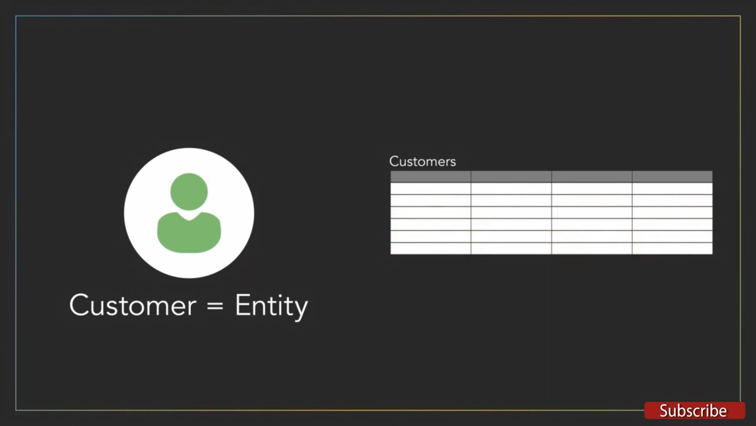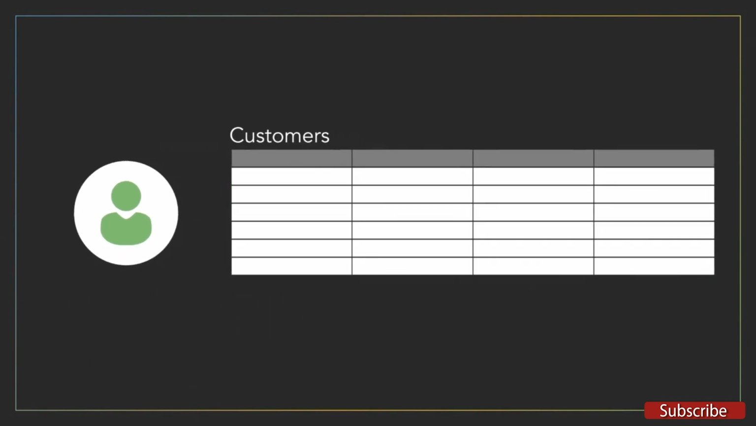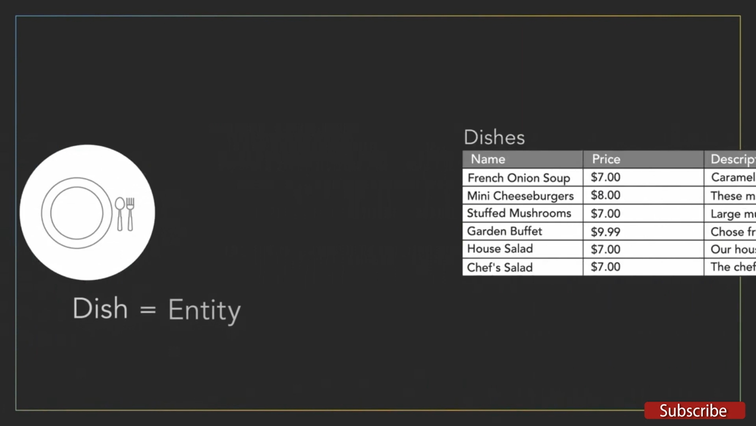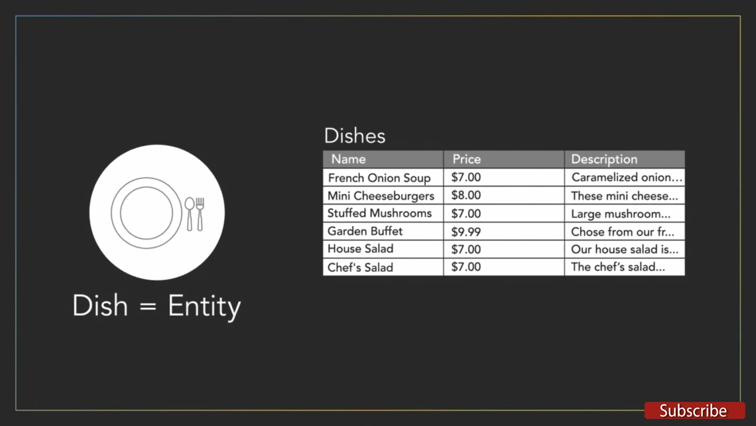As customers, they also share certain attributes, or things that describe them in particular. They all have names, for example, and email addresses and phone numbers. But their individual names, emails, and phone numbers are different from each of the others, even though they share these attributes in common.